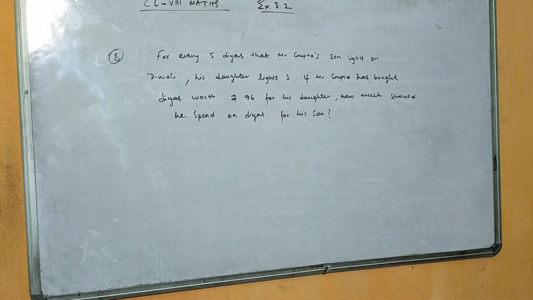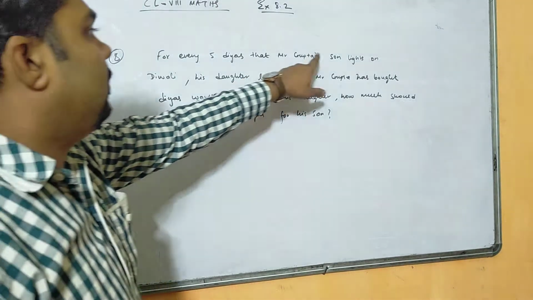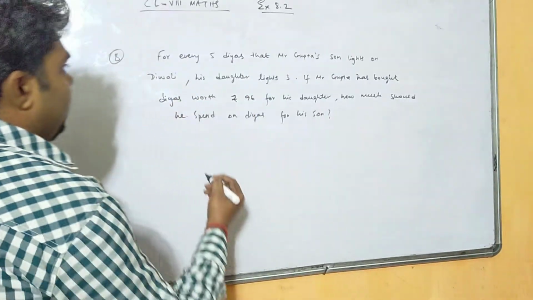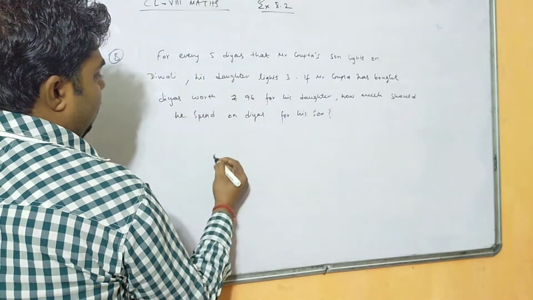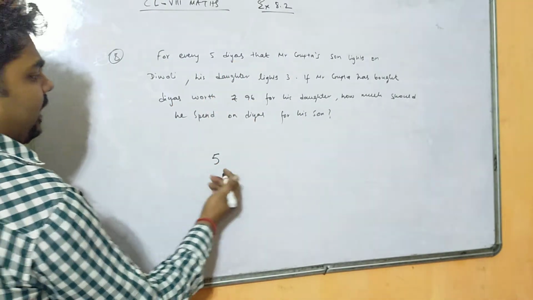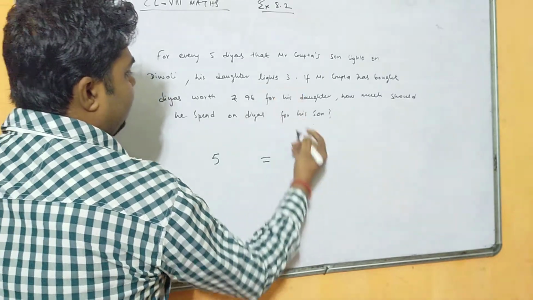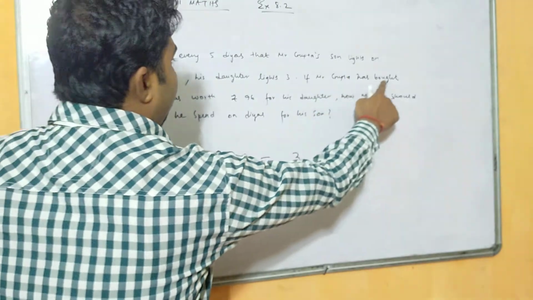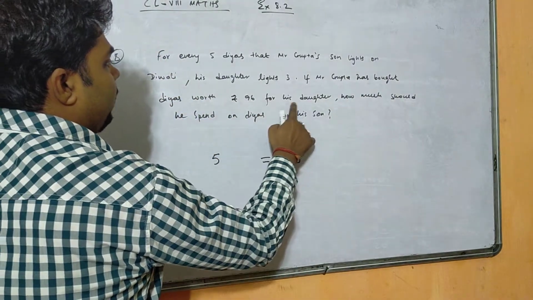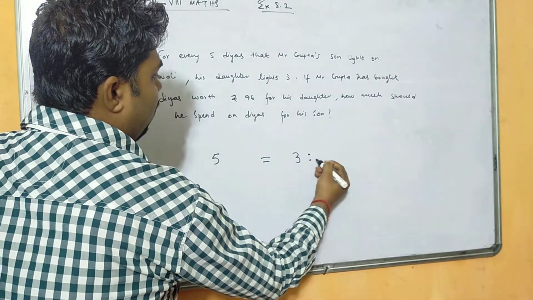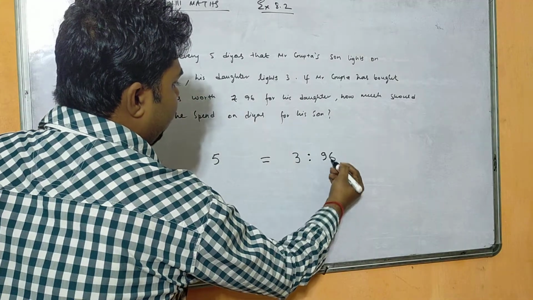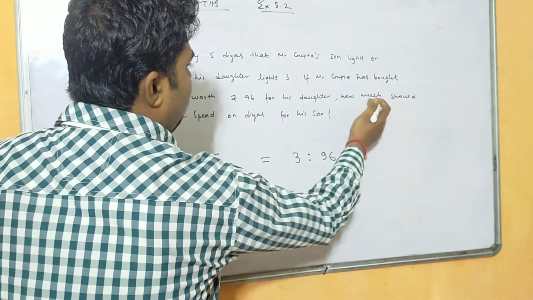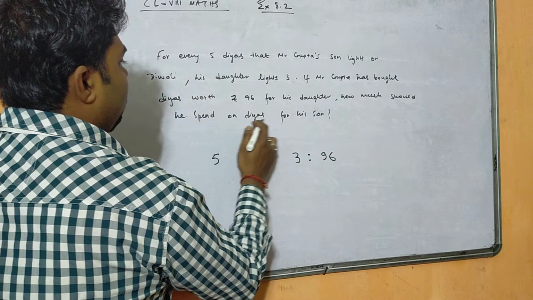Next question: for every 5 diyas that Mr. Gupta's son lights on Diwali, his daughter lights 3. That means when Gupta's son is lighting 5 diyas, his daughter is lighting 3 diyas, right? If Mr. Gupta has bought diyas worth rupees 96 for his daughter, so for whom has he bought? For his daughter. That means 96. How much should he spend on diyas for his son?